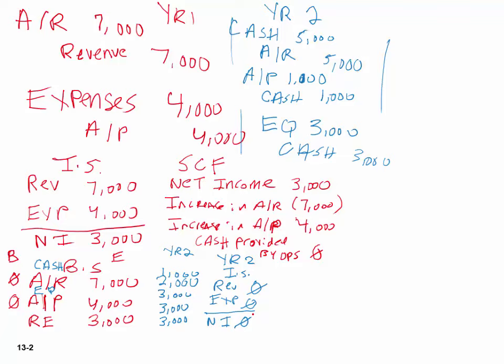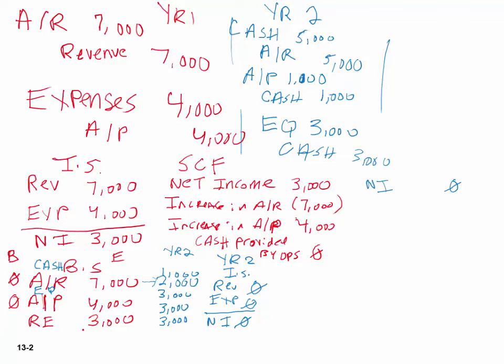And so I'm going to go ahead and do my statement of cash flows for year two now. What's my net income for year two? Net income for year two is zero. Good. Okay. Then I'm sitting here and my accounts receivable did what? If you look at the balance sheet, it decreased 5,000, didn't it? From year one to year two? Didn't it decrease 2,000? It was 7,000 in year one.